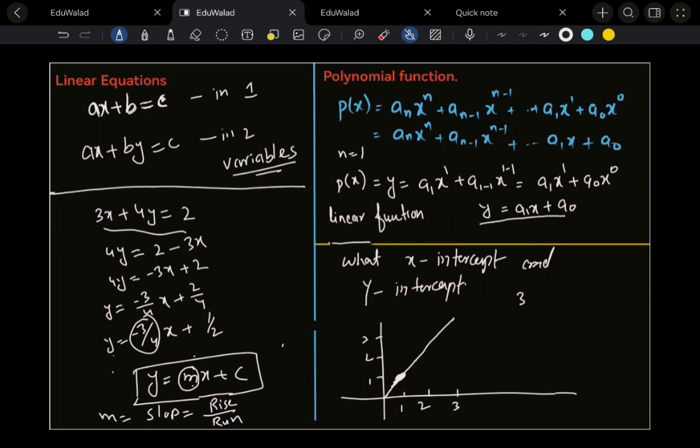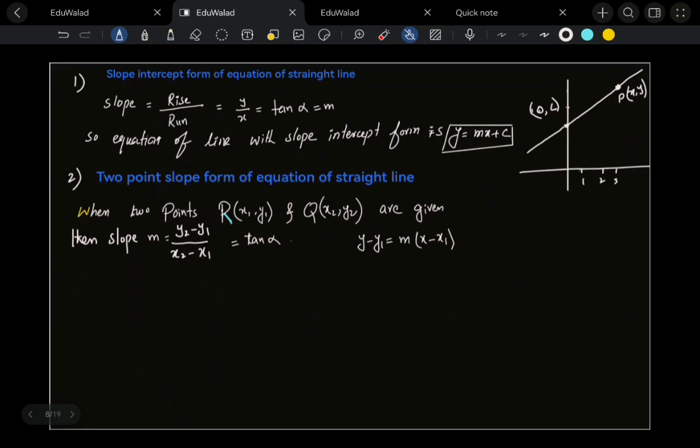Now let's understand the different intercept forms of the equation of a straight line. The first one is slope intercept form, which we have already discussed. Slope is rise over run, which is equal to y over x, which is equal to tangent of alpha, which is equal to m. So the equation of a line in slope intercept form is y is equal to mx plus c.